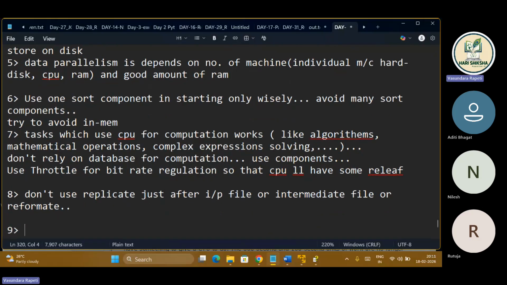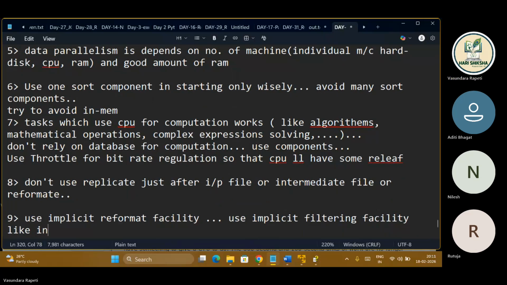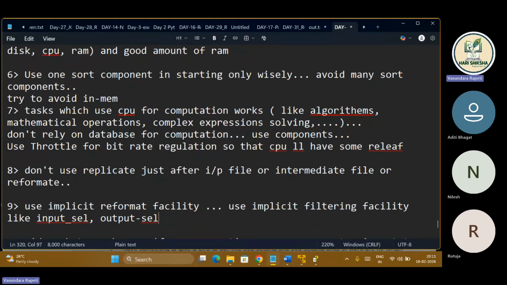Ninth, use the implicit reformat facility. Use the implicit filtering facility, like input select, output select. And implicit reformat is also available in all the components. Yeah, right, use it. What is the difference between reformat and replicate?